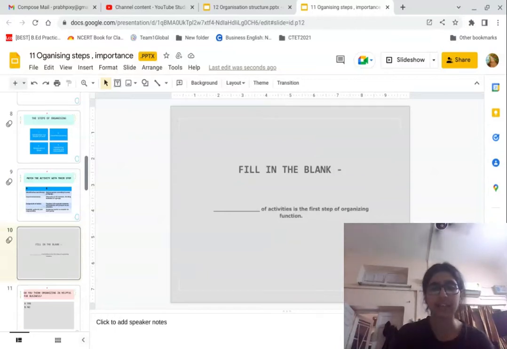Dash of the activities is the first step of the organizing function. Which activities? Identification. Very good, class. Now you are able to understand the concept very well.